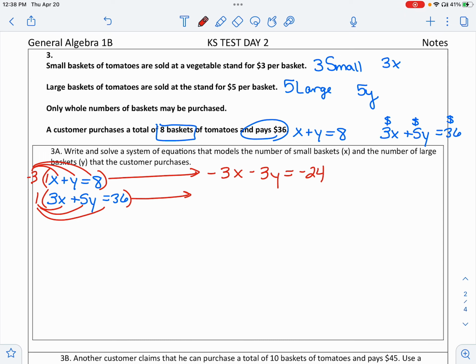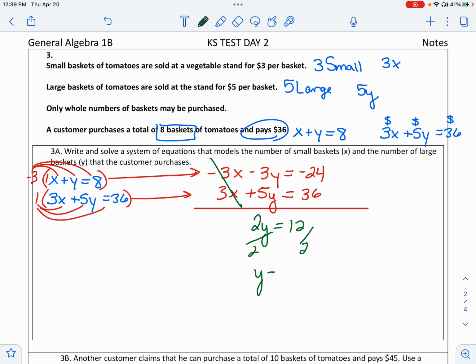So I distributed my 3 in the numerator. I distributed my 1 in the denominator. And we just did this with our last quiz, so that's great that we see this here repeating. Those cancel out, and we get 2y equals 12. Divide by 2, and y is 6.